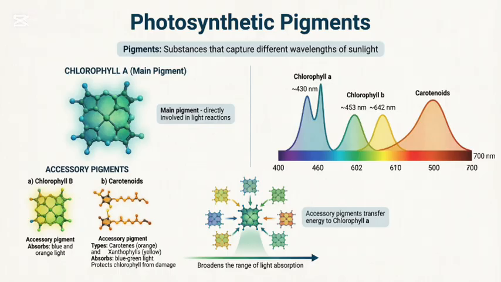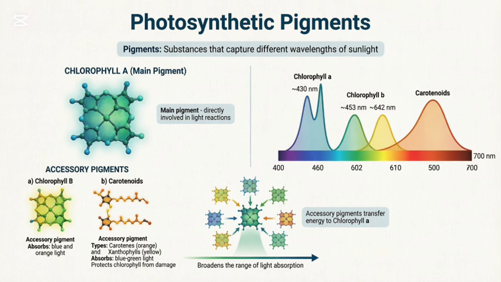And now our next topic is the role of chlorophyll in photosynthesis. There is a term that is present in the side box. The term is pigment. What are pigments basically? Pigments are the substances that capture different wavelengths of sunlight. Basically, these are molecules of various types, and each captures a specific wavelength of the sunlight, and these substances are called pigments.